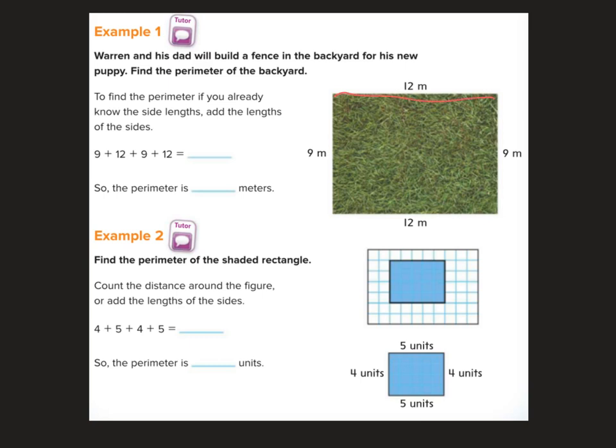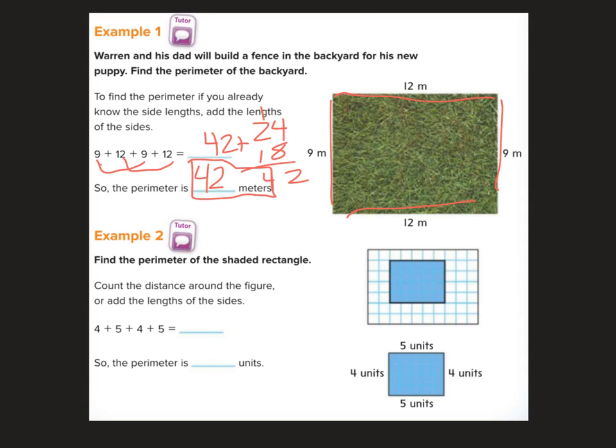So we have 2 12s and 2 9s. It's a rectangular backyard. 2 12s are going to make 24. 2 9s are going to make 18. 24 and 18 is 42. So 42 meters is the perimeter.